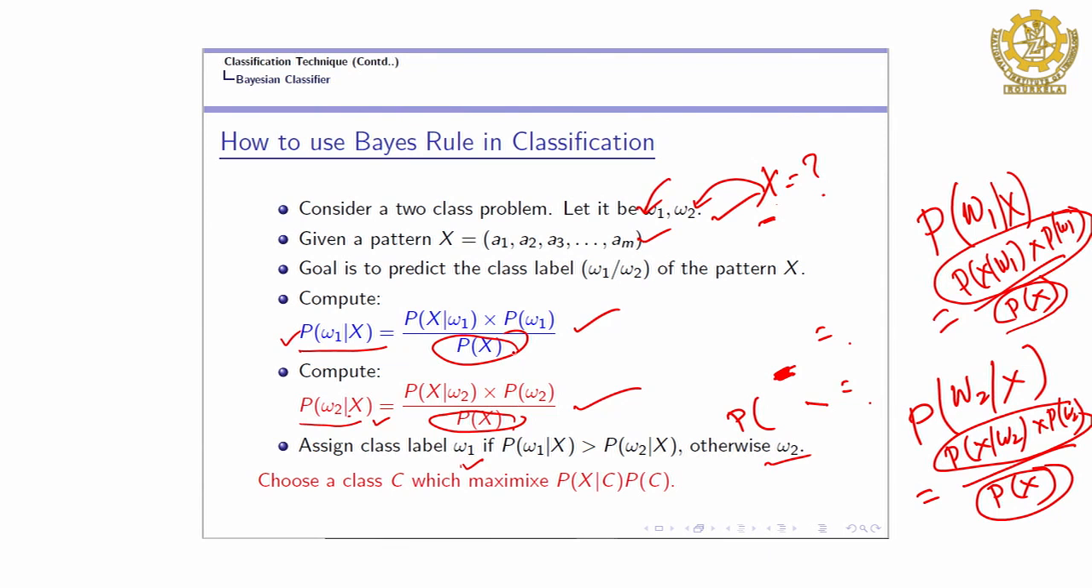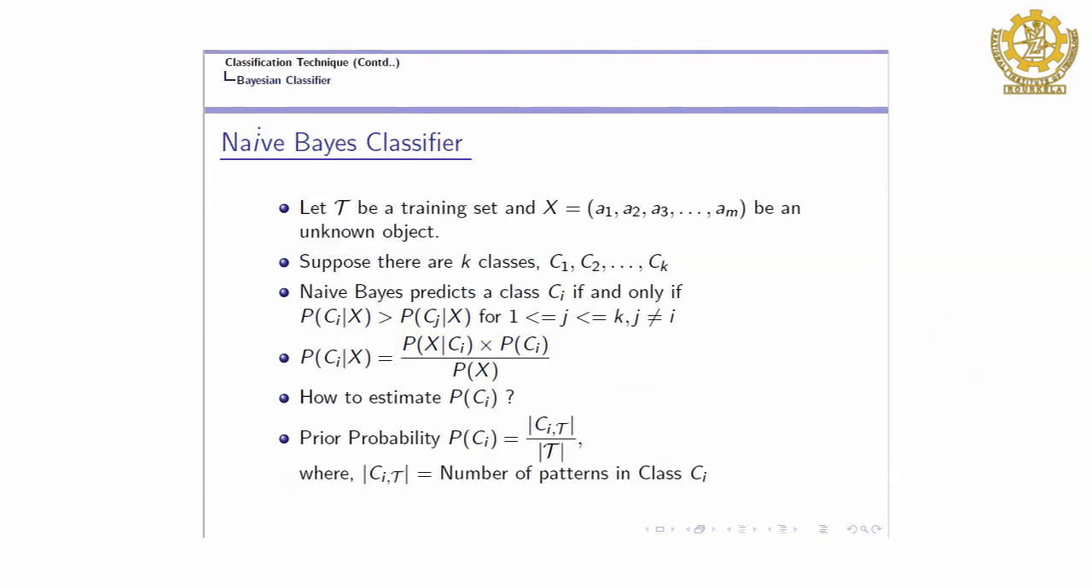Since you do not need to compute the denominator, you only concentrate on this part: probability of X given C into probability of C. Now, how do we use this Bayes rule in a real-life scenario? Here we go, that is something called the naive Bayes classifier. Initially we talked about the Bayes classifier, and now we will talk about the naive Bayes classifier.